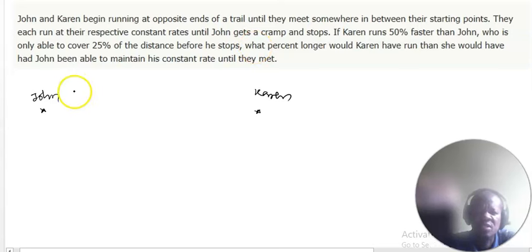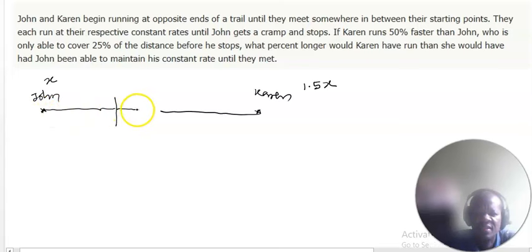So we are told that Karen's speed is 50% more than that of John. So if John's speed is x, Karen's speed is 1.5x. So what they are asking us is, if both of them run towards each other, the point where they will meet will be closer to where John is standing than to the position of Karen.